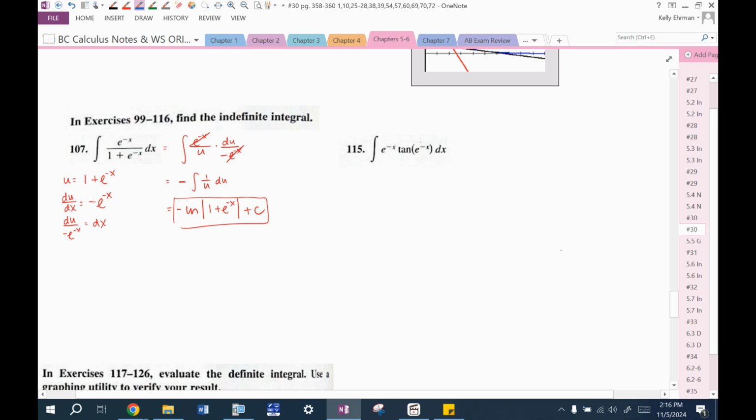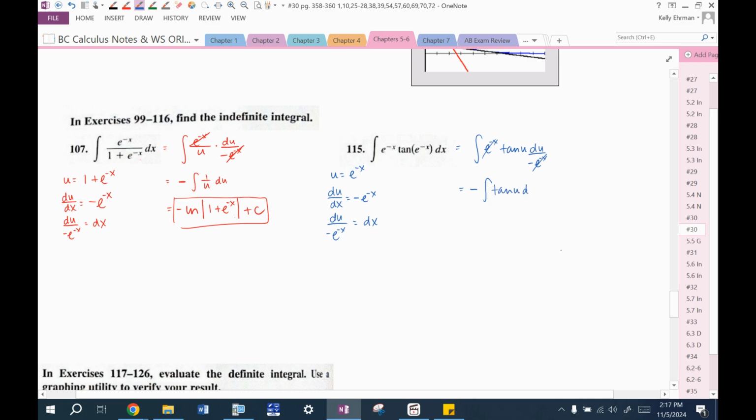When trig is involved, you usually let u equal the thing inside of the trig function. So we're going to let u equal e to the negative x. du dx will equal negative e to the negative x. du divided by negative e to the negative x will equal dx. Same thing on this one. So you're going to get e to the negative x, tangent of u. Instead of dx, you're putting in du divided by negative e to the negative x. The e to the negative x's cancel again. I get a negative on the outside because I'm bringing it out.